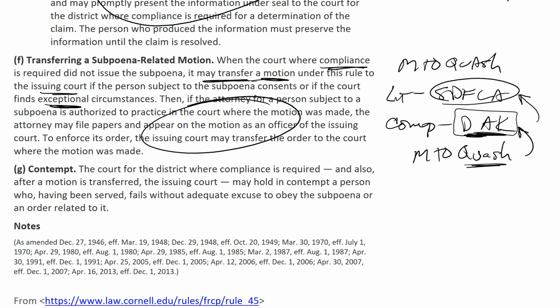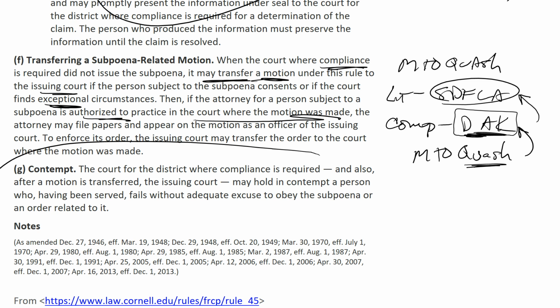But it's pretty doubtful that an Alaska lawyer is going to be licensed for the federal courts in Florida. So what this does is allow that Alaskan attorney to be authorized to practice in the court where the motion was made, which is Southern District of Florida, and file papers and appear as an officer of the issuing court, right? Okay. Finally, this is an important one.